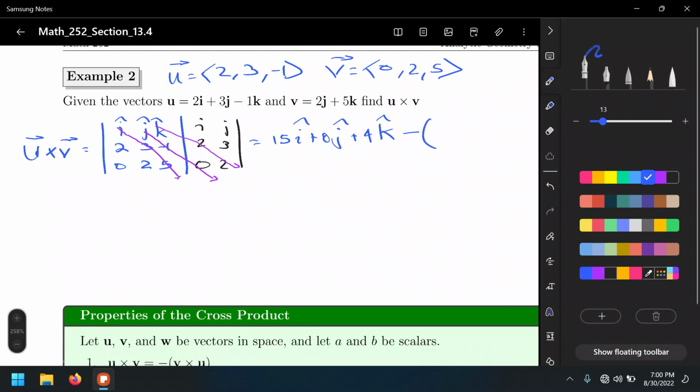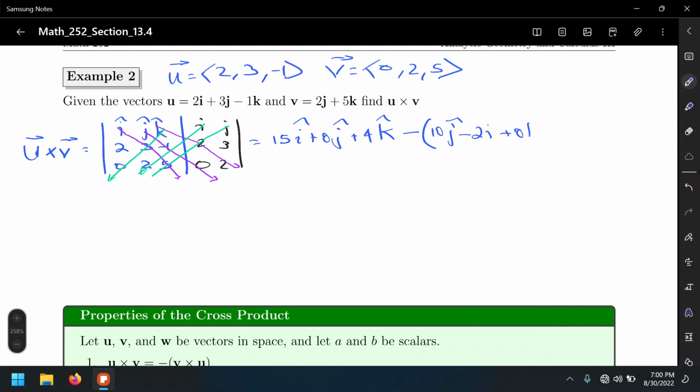And we're going to subtract and open parentheses, and then we're going to multiply the diagonals backwards, starting with the j times 2 times 5, isn't that 10j? And then i times -1 times -2, isn't that -2i? And last but not least, k times 3 times 0, well, that's going to be 0k. Isn't it a lot shorter? And then from here, let's just combine like terms, component by component. So 15i minus -2i, isn't that 17i? What about the j? So 0j minus 10j, -10j.